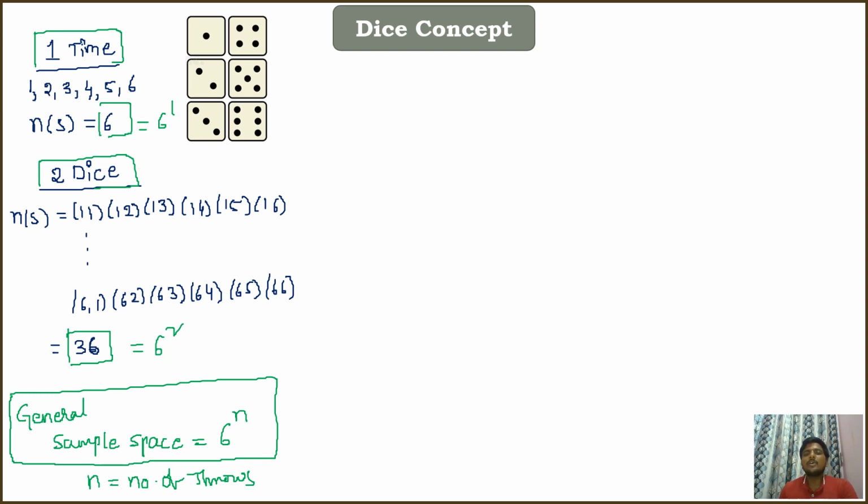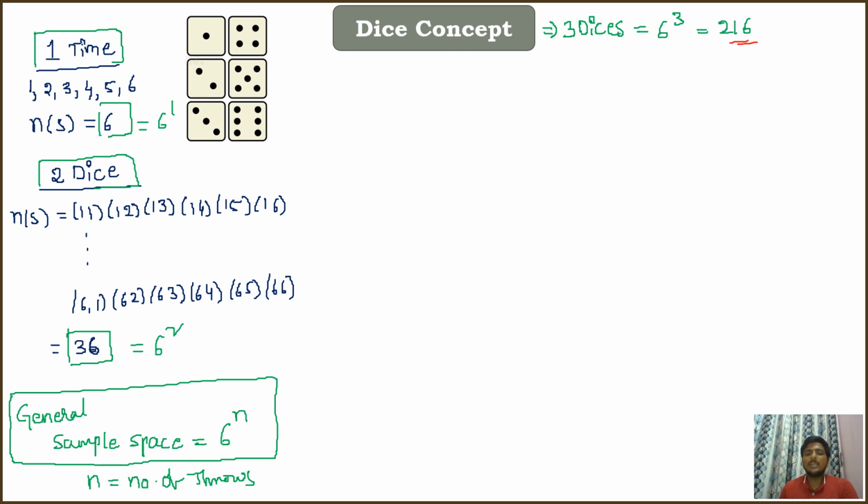Now have a look here. For example, if a dice is thrown 3 times, or 3 dice are rolled at a time, then the sample space will be 6 cube, so 216. So in total there are 216 possibilities. Okay, this is how we have to work it out.